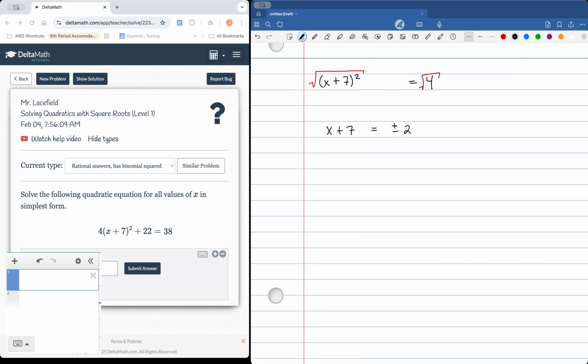Okay. Now, to solve for x, I simply need to subtract 7 from both sides. So let me move this over. It's now going to say negative 7 plus or minus 2. Now, this becomes negative 7 plus 2 and negative 7 minus 2. So negative 7 plus 2, that gives us negative 5. Negative 7 minus 2, that gives us negative 9. So the two solutions are negative 9, negative 5.